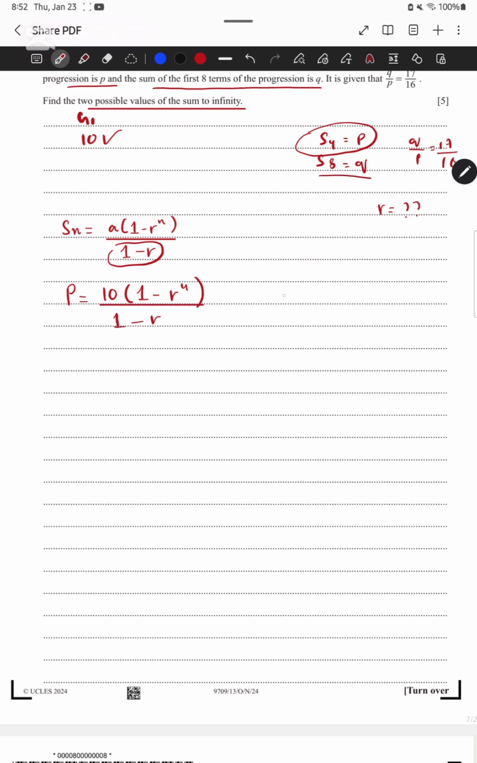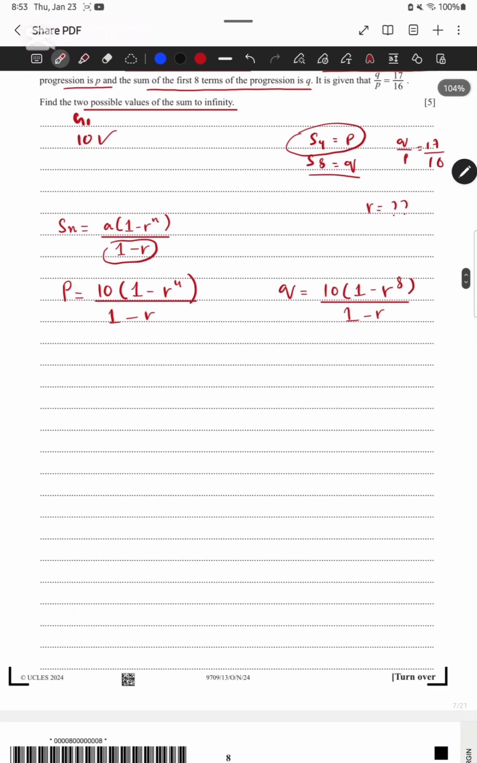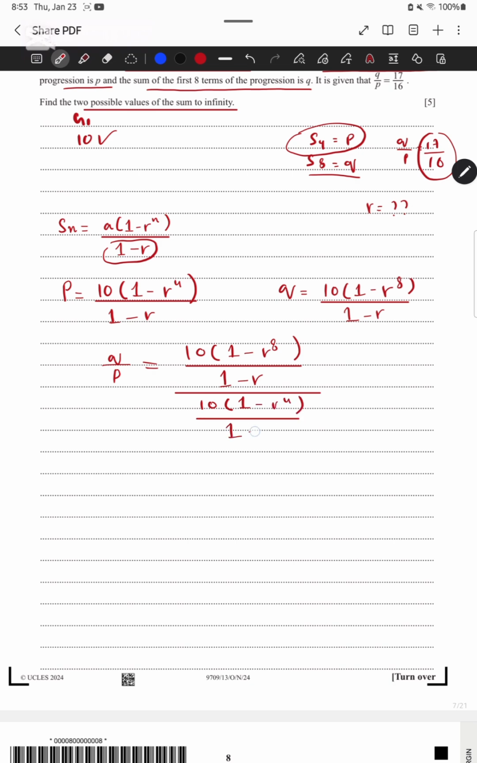Now let's make the equation for q. q equals 10(1 - r^8)/(1 - r). Now we have been given the ratio, so what we can do is divide both equations and we'll get our equation. And what is q upon p? Q upon p is 17 upon 16.